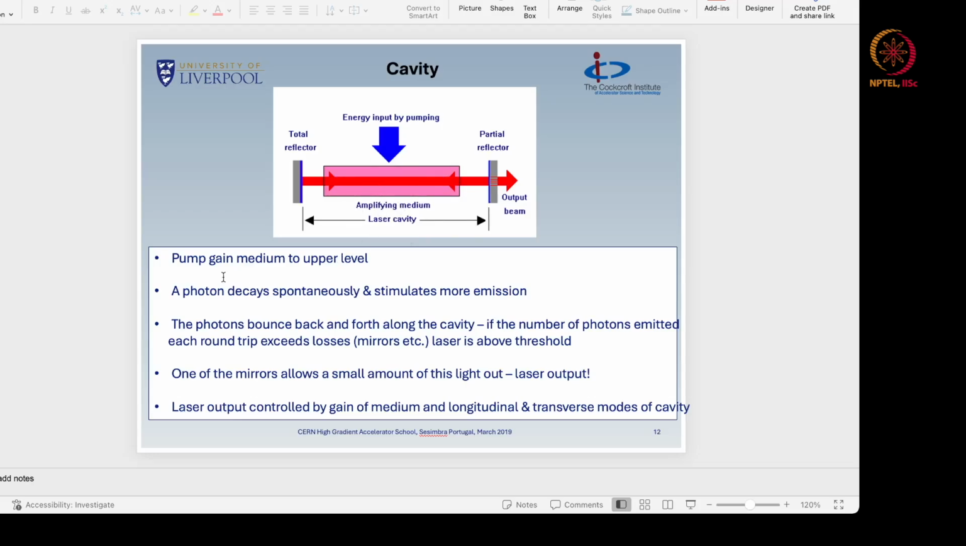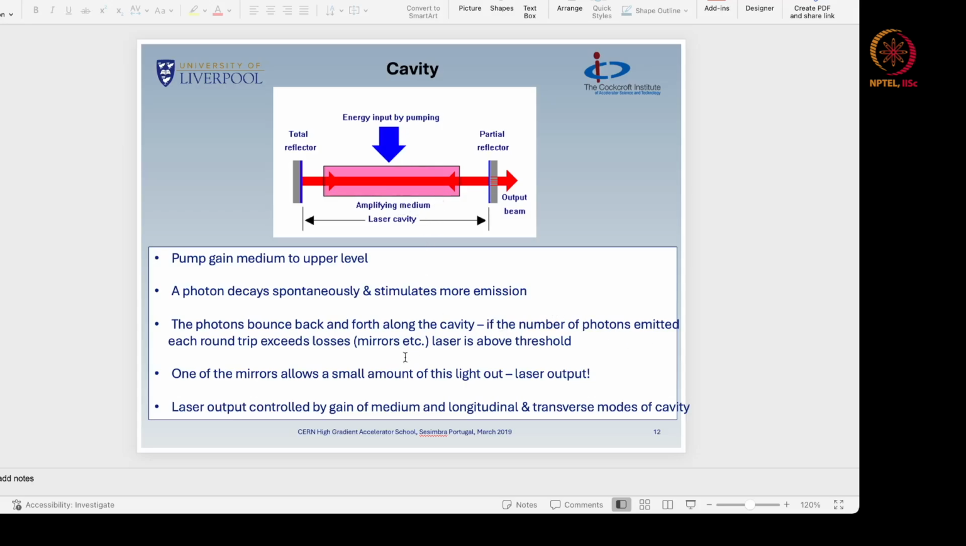Okay, so what happens is that you pump from medium to upper level, and the photon decays spontaneously. So a photon happens spontaneously, and then it stimulates more emission, because it is knocking off all the loose electrons that are there in this gain medium, all the electrons which are in that upper energy state.